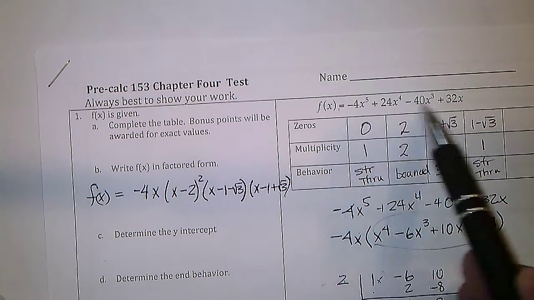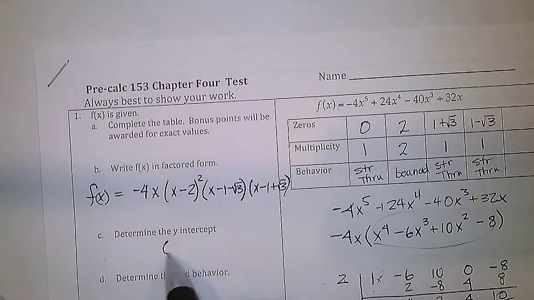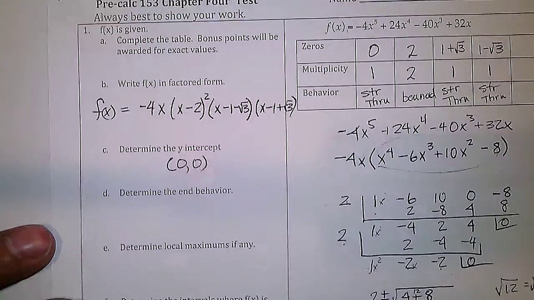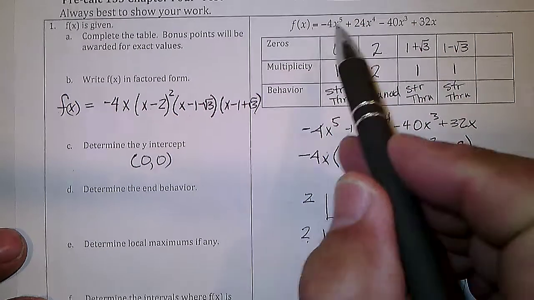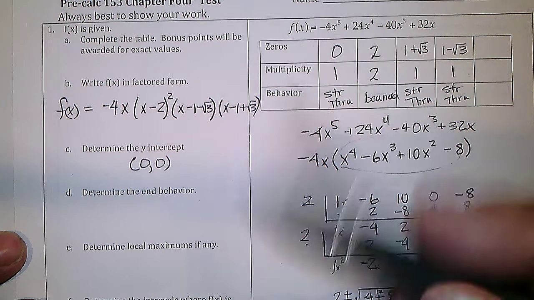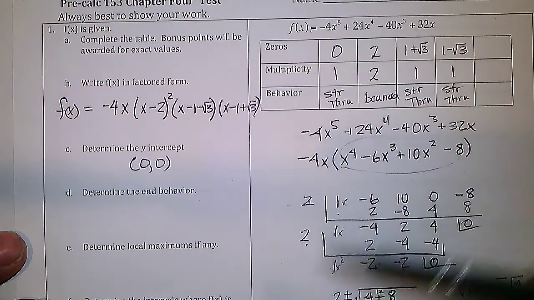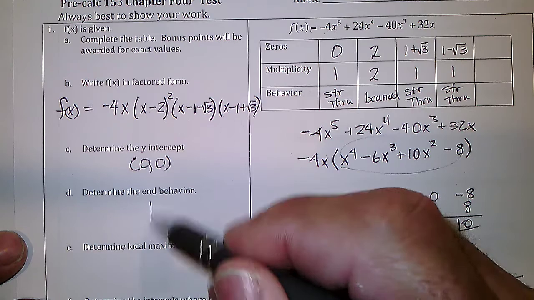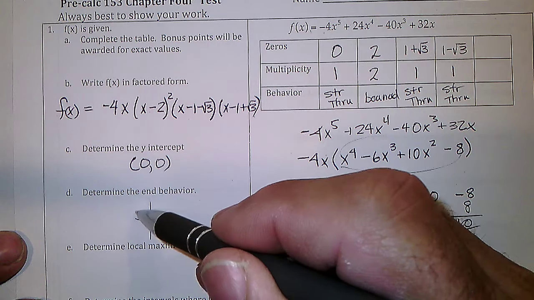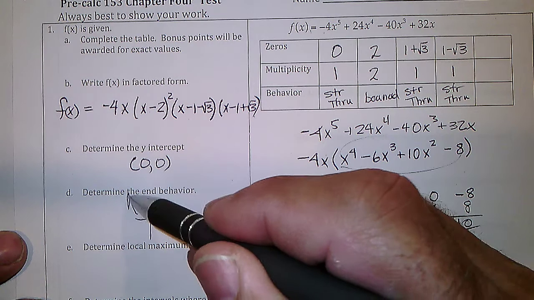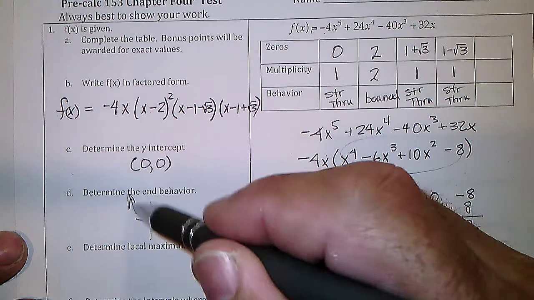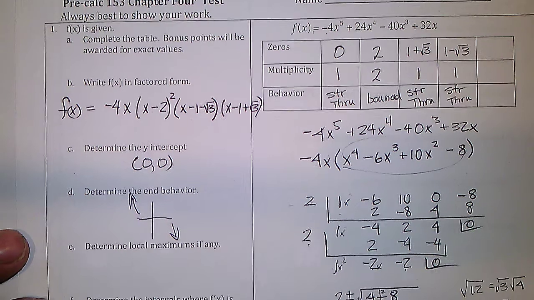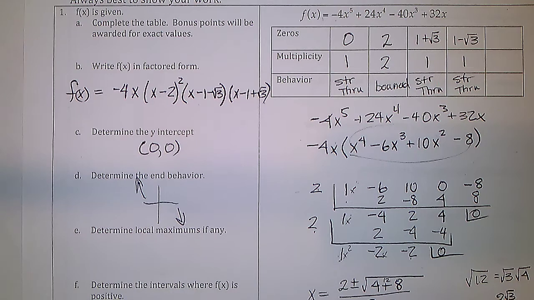Y-intercept, put 0 in for the x's, that's going to come out to be 0. End behavior. This is a 5th degree, so one end goes one direction, one goes the other, and it's negative, so that instead of the negative end going down, the negative side will be going up that way, coming in, and then it'll eventually go this way. They're going to go opposite. So that's indication of their behavior.